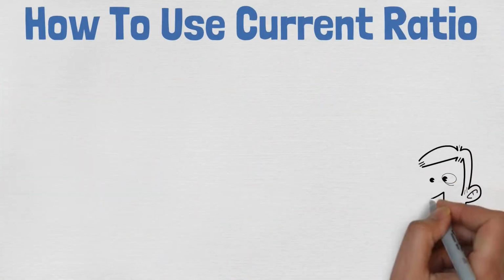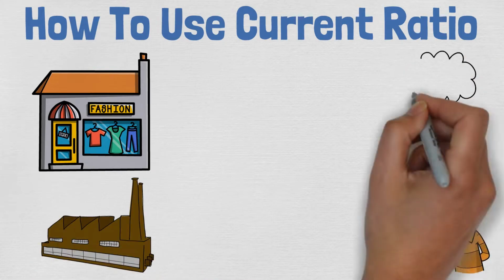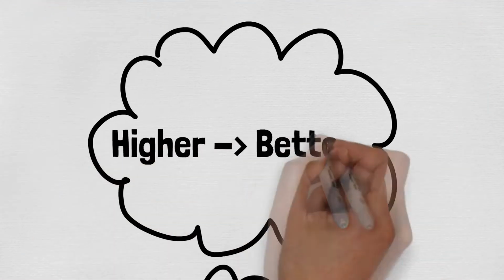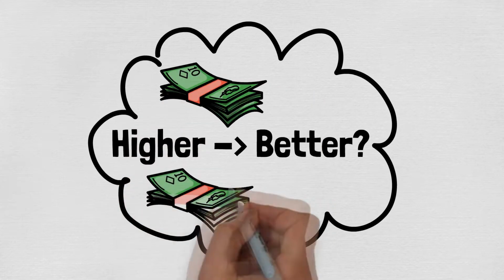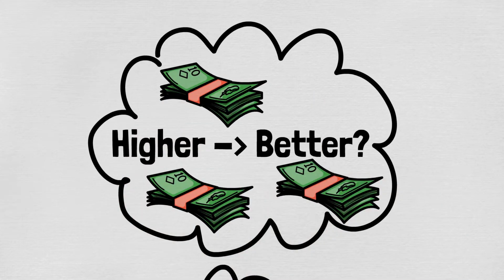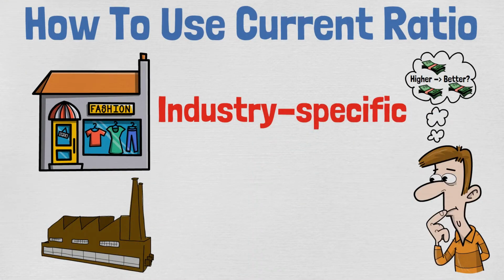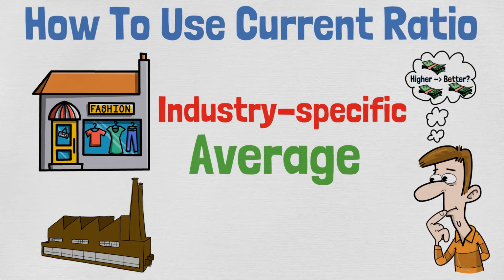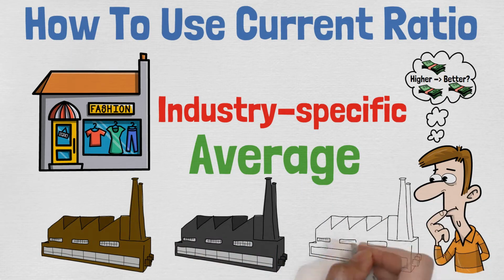So what is a good current ratio? This again depends on the industry, and the higher isn't always the better. A high current ratio could mean that the company is not using its resources efficiently because they are keeping excess cash instead of investing it. Different industries have different current ratios, so you should compare the company's current ratio to the industry average. As always, use all the available information and ratios when making investment decisions.